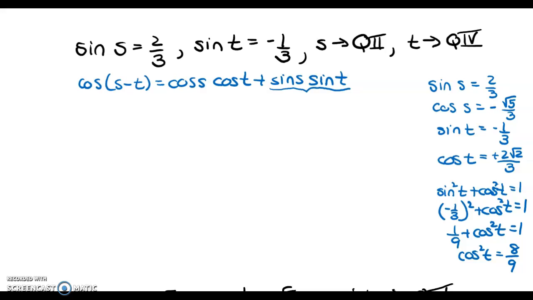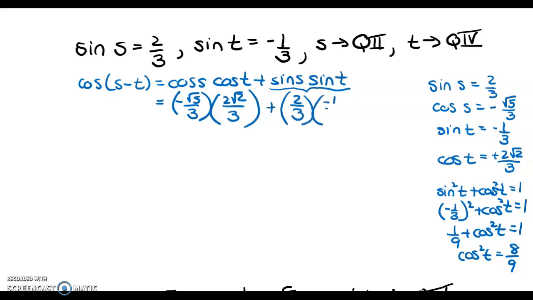Right, so I have all my values. I'm just going to plug them in. So I get cosine of s is negative radical 5/3. The cosine of t is 2 radical 2/3. I'm going to add to that the sine of s, which is 2/3, and the sine of t, which is -1/3. So I'm going to end up with a -2 radical 10/9 minus 2/9. And if you want to join it in as one fraction, you're more than welcome to.